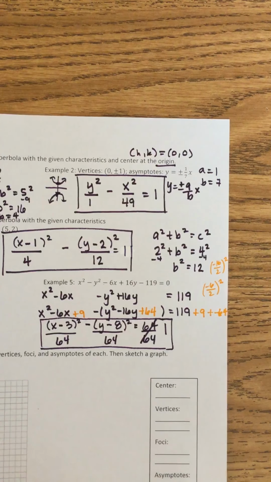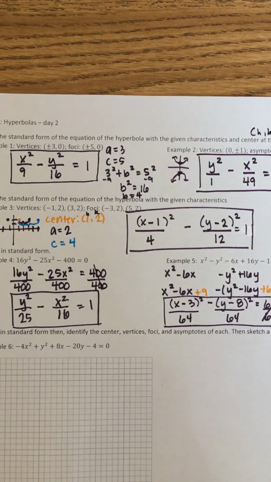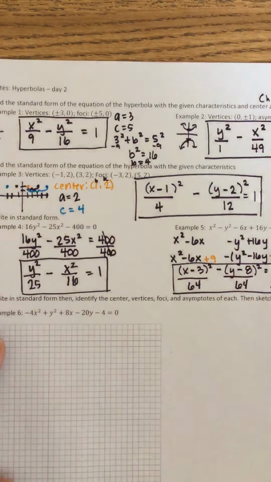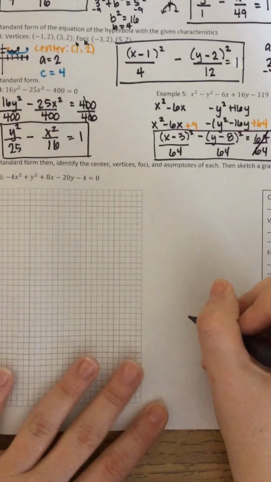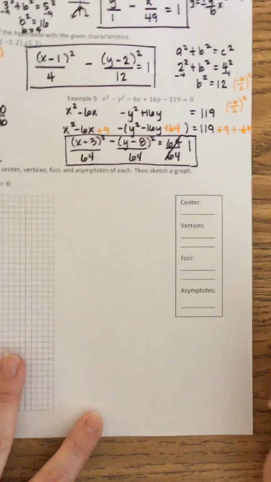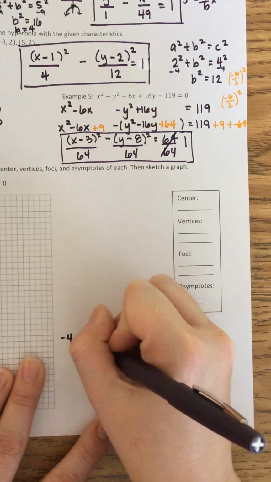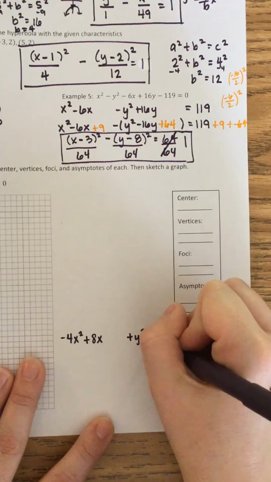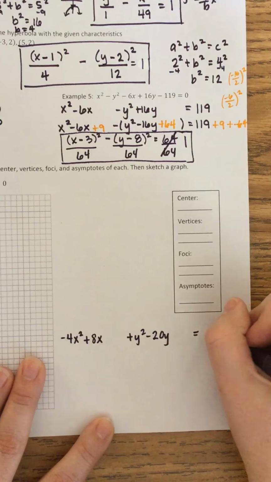All right, final example. Write in standard form, then identify the center, vertices, foci, and asymptotes of each. Then sketch a graph. So we did all of this yesterday except for the write in standard form. So I'm going to be taking my equation. I'm going to go down here where I have a little more room, and I'm going to group my x's together and move my constant to the right.